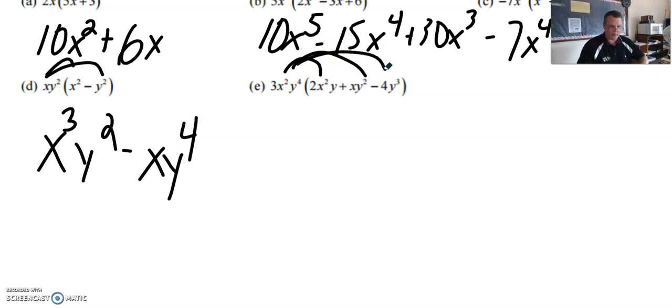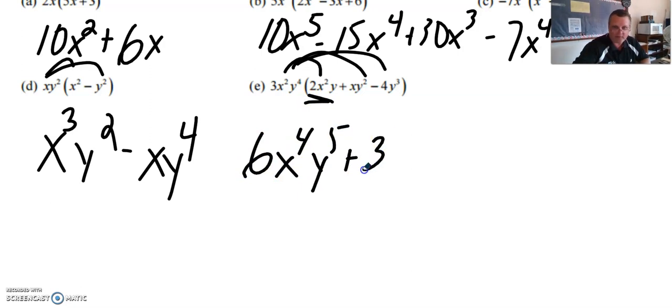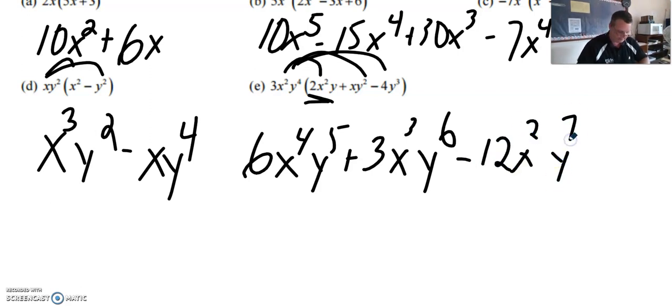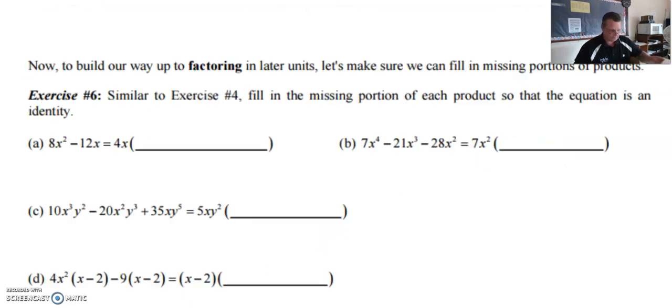3x squared y to the fourth going through. So the first one, it's 6x to the fourth y to the fifth, plus 3x cubed y to the sixth, minus 12x squared y to the seventh. So, again, you're just adding exponents, and none of the signs are changing. Don't change any of the signs unless out in front you have a negative like we did in letter C. Then you'll see the signs change. And we're wrapping up here.